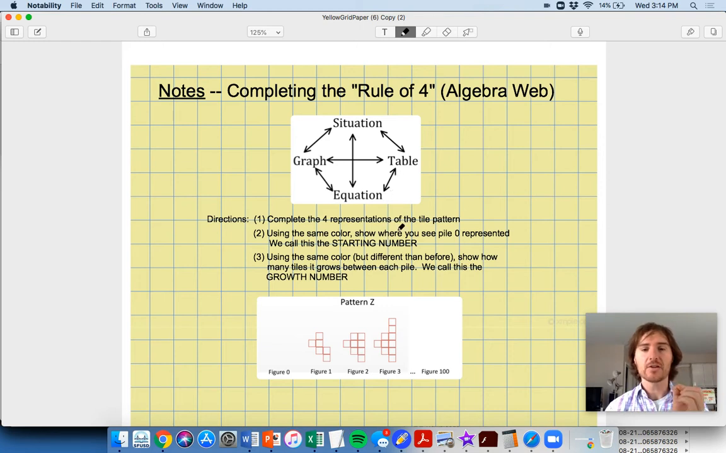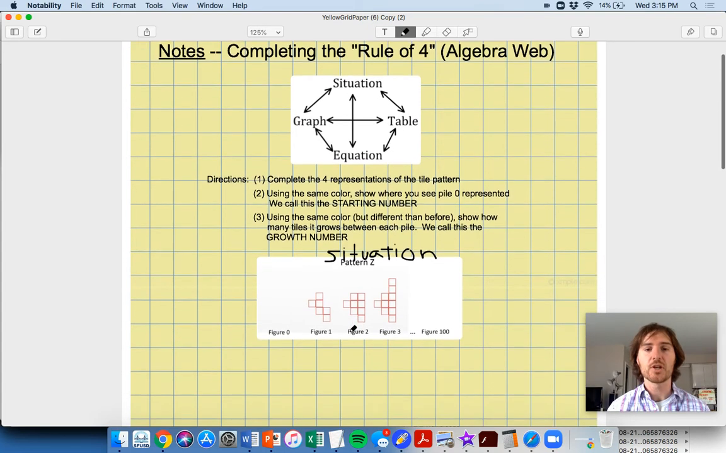Now, for pile patterns, because pile patterns aren't really real life situations, like usually a word problem is a real life situation, a pile pattern is just sort of symbolically showing you what's happening in a particular situation. So what I'm going to do is label this situation. This is our situation for our rule of 4, the tile pattern itself. It's showing you what's going on with this pattern. And now we need to summarize the pattern with a graph, a table, and an equation.